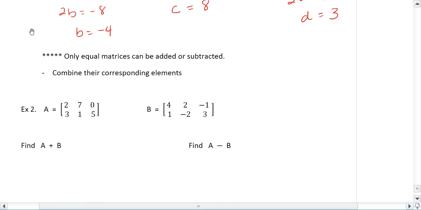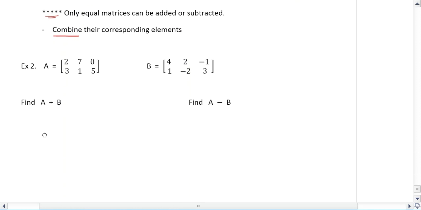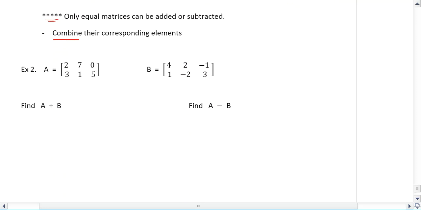Now this has 5 stars, so it must be really important. So notice here that only matrices with the same dimensions can be added or subtracted. And to do that, you combine their corresponding elements. If you're adding them, you add the two elements. If you're subtracting them, you subtract them. So if you're asked to add or subtract matrices that are different sizes, it can't be done.